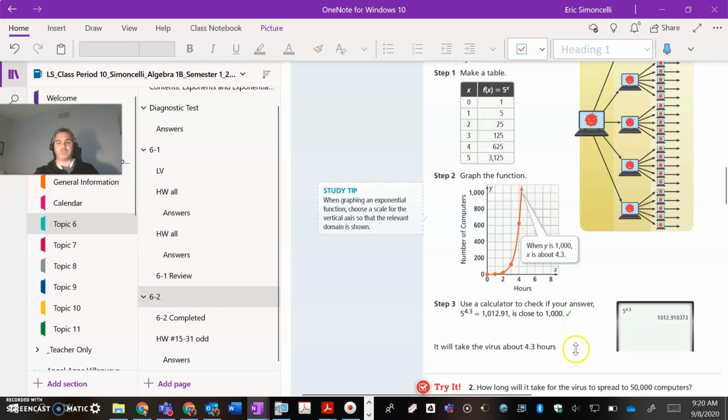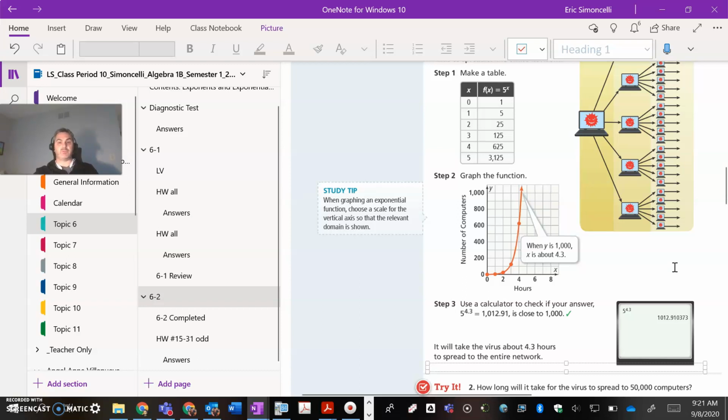Step 3 is to use your graphing calculator to check to see if your answer 5 to the 4.3 in fact is close enough to 1,000, and I would argue that it is. 5 to the 4.3 is roughly 1012.91, which is close to 1,000. It will take the virus about 4.3 hours, therefore, to spread to the entire network. That's not very long. So interestingly enough, exponential functions help us frame theoretical situations.